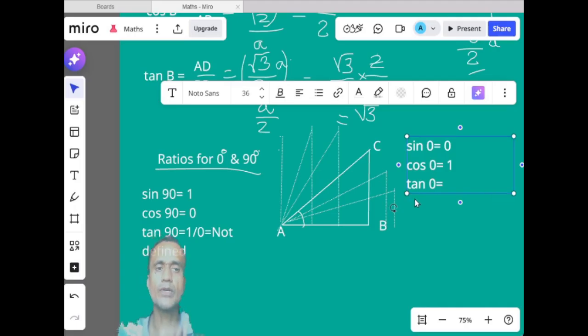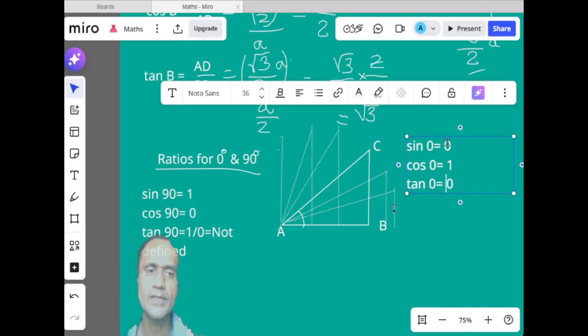And what about the value of tan 0? It is sin 0 by cos 0, or it is perpendicular side by base. Perpendicular side, when the angle is 0, is 0. So tan 0 is also 0. Similarly, we can find out the other ratios, which are the reciprocals of these values.